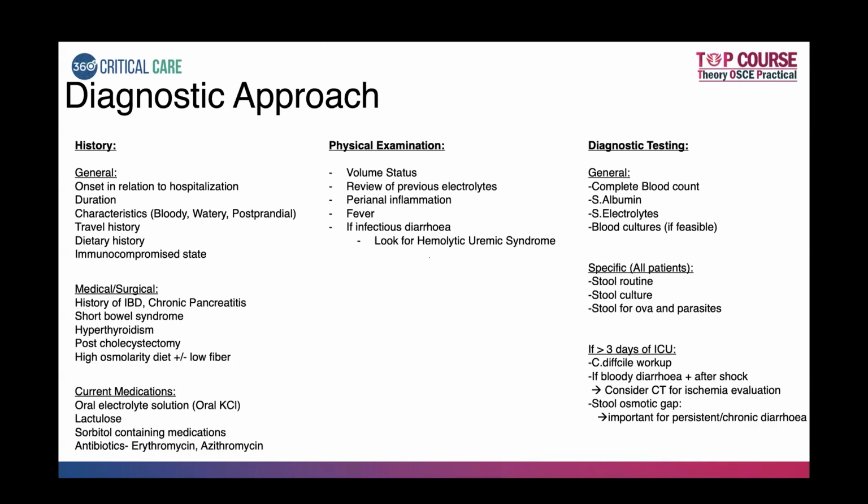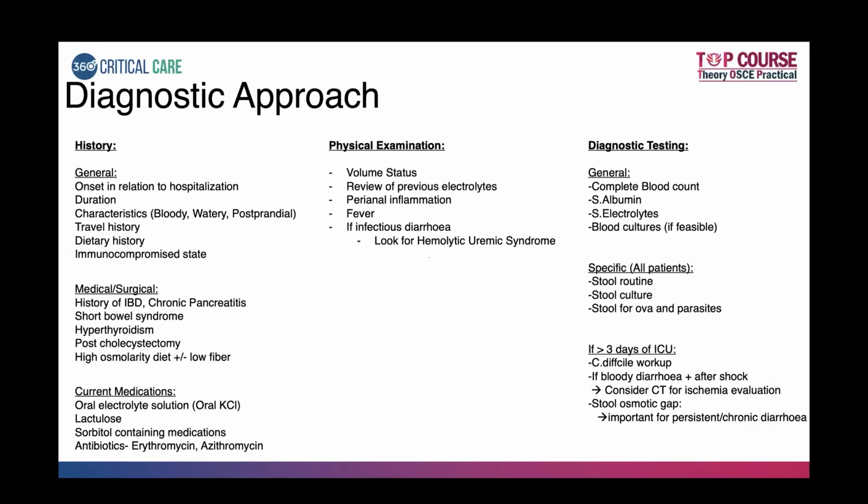If they are on any current medications like oral electrolyte solutions, lactulose, sorbitol containing medications, or antibiotics like erythromycin or azithromycin. Then in the physical examination, you need to assess the volume status, review the previous electrolytes, assess for perianal inflammation, see for fever, and if infectious diarrhea is present, then you need to look for also hemolytic uremic syndrome. Then diagnostic testing, you need to check the complete blood counts, check the albumin levels, electrolytes, and blood cultures if it is required.